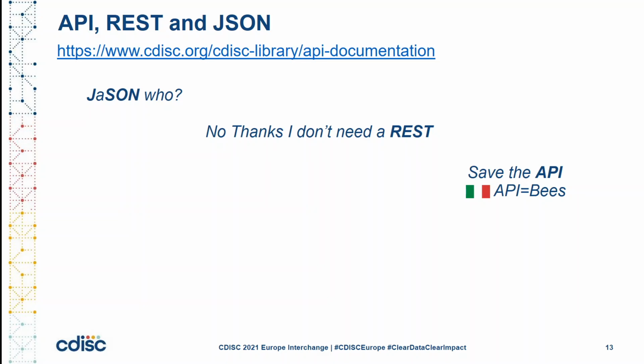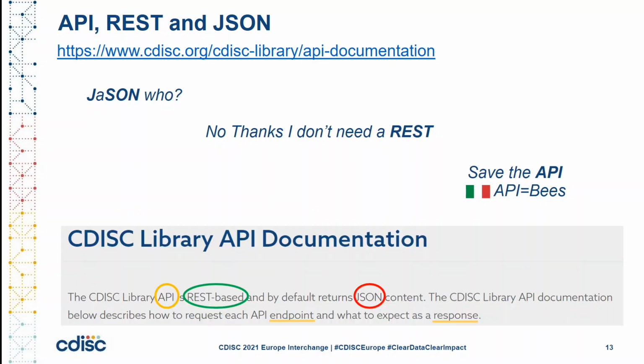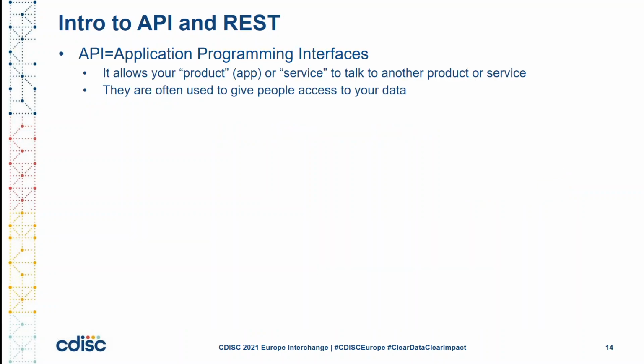Anyhow, apart from the joke, let me try to explain what those terms or technologies are about. Also, the key is in the fact they are mentioned in the CDISC library documentation, as you can see here from the screenshot. API stands for Application Programming Interface, and it allows your product or application or service, whatever, to talk to another product or service. APIs are often used to give people access to the data the owner of the data decides to make accessible, either freely or through a subscription, through a payment.